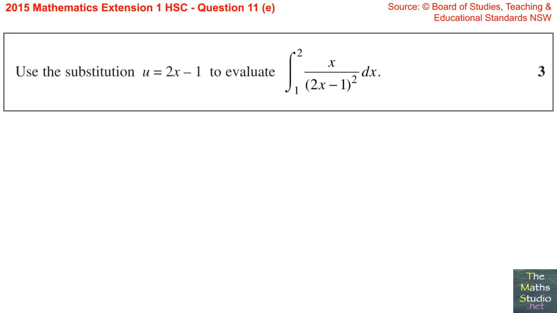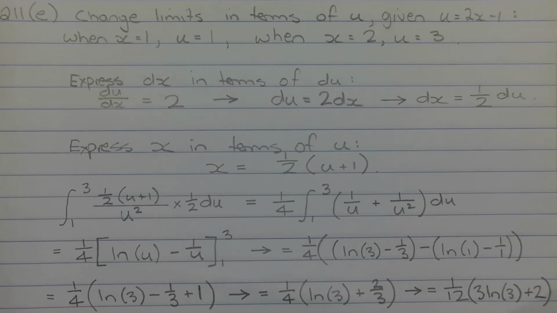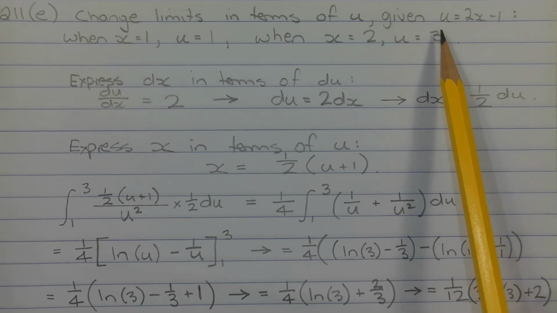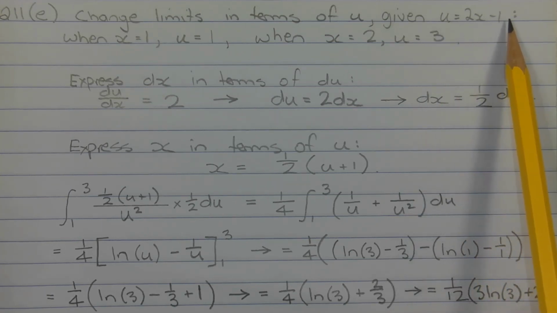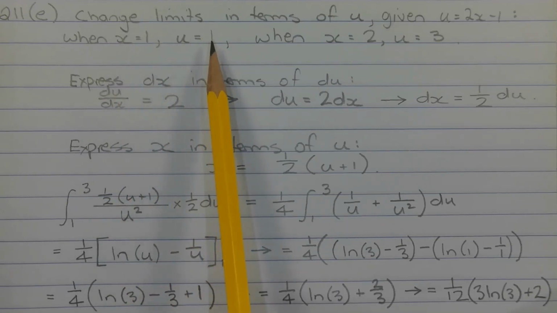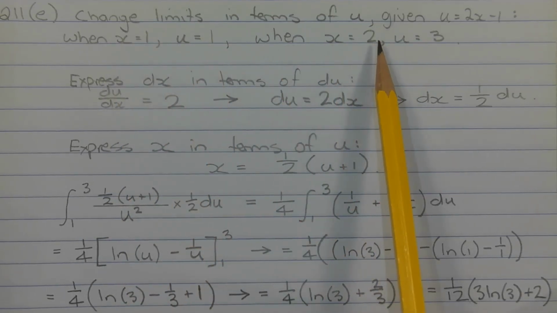Question 11, Part E. Use the substitution u equals 2x minus 1 to evaluate the integral of x over (2x minus 1) squared dx from x equals 1 to x equals 2. My first step is to change the limits of integration in terms of u, given the substitution u equals 2x minus 1. Now when x equals 1, which is the lower limit, u is equal to 1, and when x equals 2, which is our upper limit, u is equal to 3.